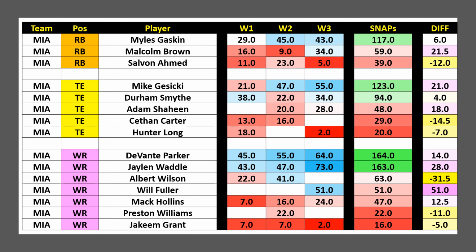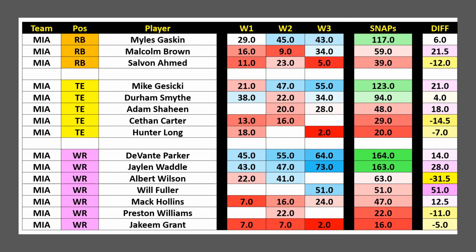Gaskin, look at Brown coming in all of a sudden. It's like Ahmed, is he on the way out? Is he injured? What's going on here? This was a complete surprise. I guess he's the handcuff now. Folks, I do not know. That is a confusing situation. I guess if I had Gaskin, I'd take Brown. Maybe he's worth a deep add.